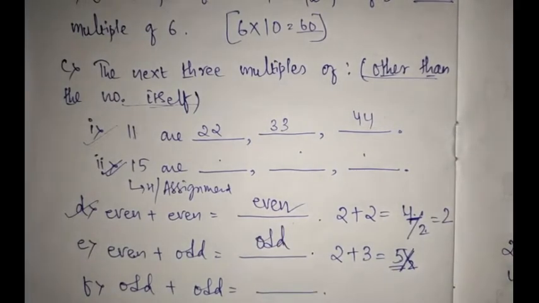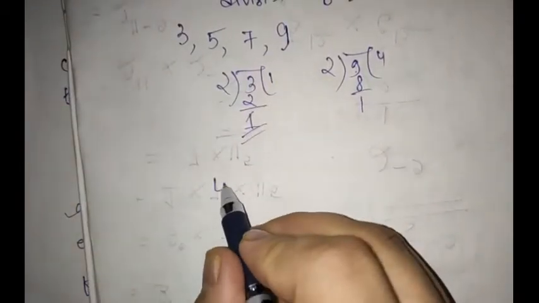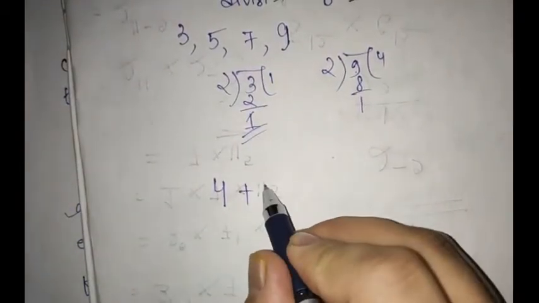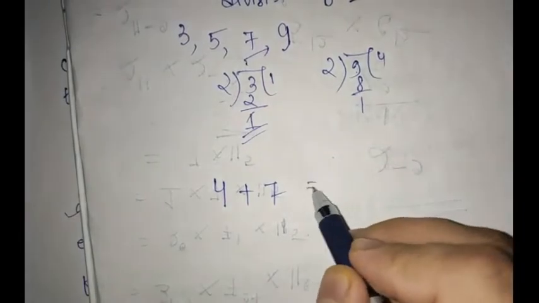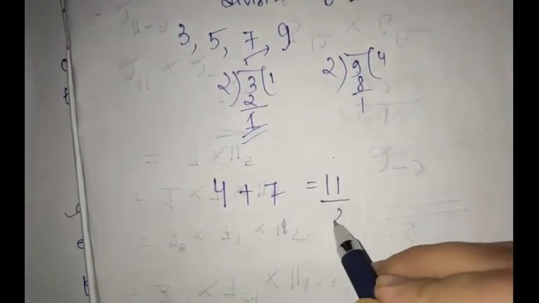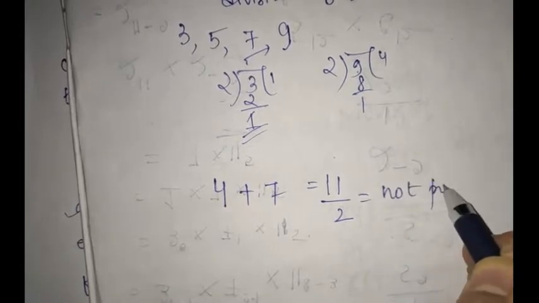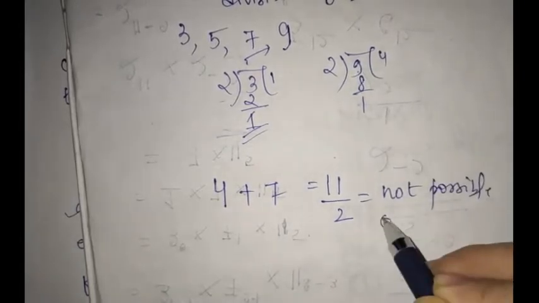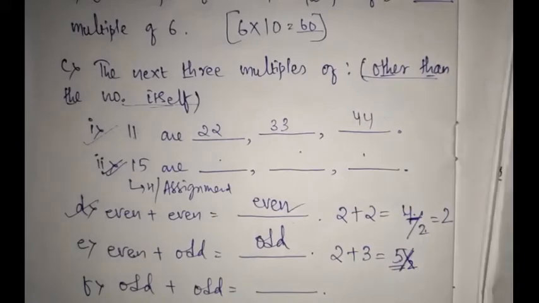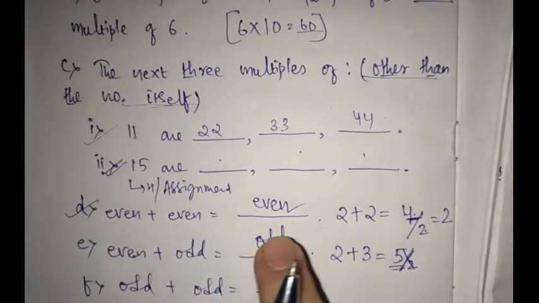Say for another example, 4 is the even number and the other, odd number, is say 7. 4 plus 7 is 11. Can you divide this 11 by 2? No, not possible. So you are getting an odd number. Okay, so when you add an even and an odd number, you are going to get an odd number.